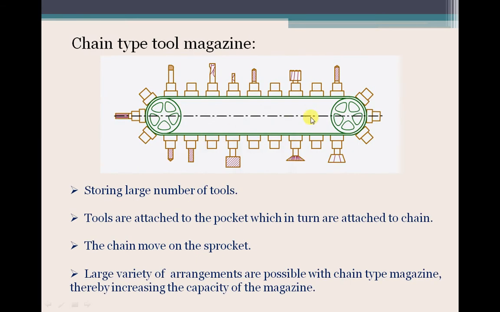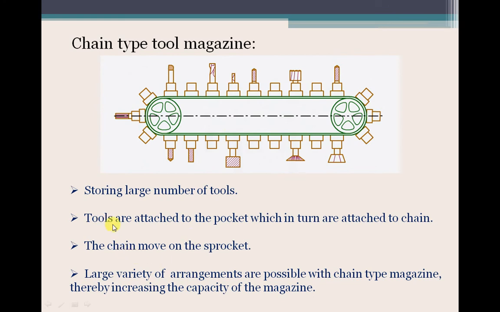The next type of tool magazine is nothing but the chain type of tool magazine. As you can see from the name, why it is called a chain type of magazine: it stores a large number of tools. Of course, the turret type and the drum type have a very limited number of tools to be mounted on them, because it depends on the size of that particular turret and drum. But in the chain type of tool magazine, I can store a very large number of tools. The only thing is I have to increase the length of the chain.